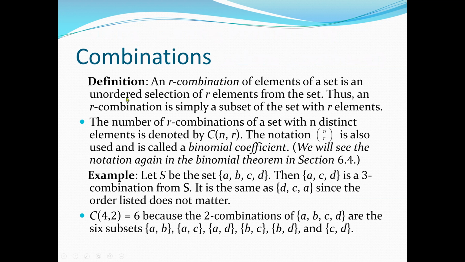So next we move to combination. As we said earlier, combination and permutation are almost the same, but the difference is that in combination, the order is not important. We can see from the definition that an r-combination of elements of a set is an unordered selection of r elements from the set. So if I have 1, 2, in combination 1, 2 and 2, 1 are the same, so we just take only one. In permutation, 1, 2 and 2, 1 are not the same because it's ordered, but with combination, it's unordered.